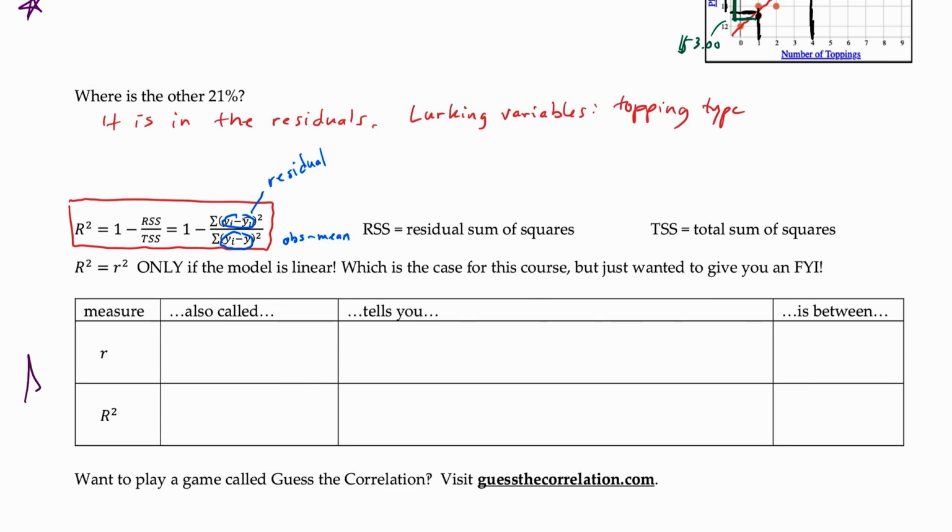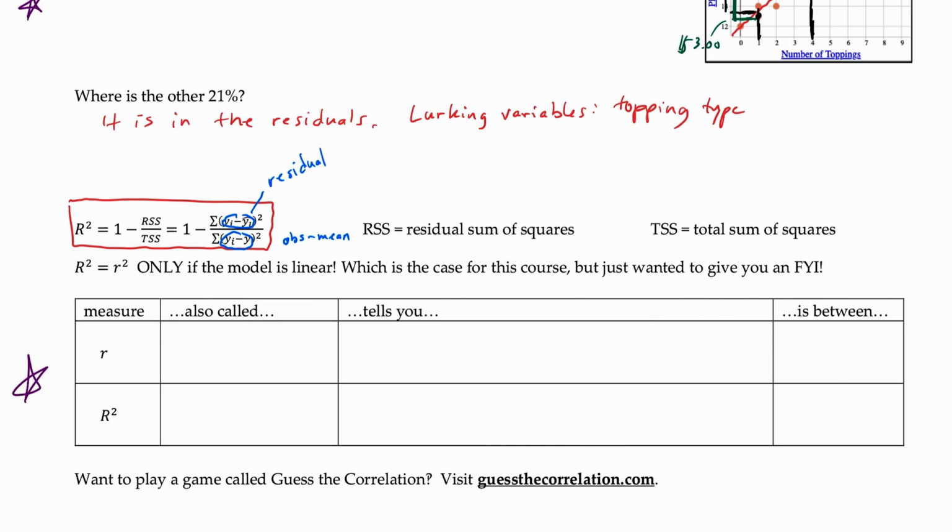All right, so to end, I'd like you to fill out this table that summarizes the difference between r and r squared. What is another name for them? What do they tell you in words? And what kind of values do you expect them to be? Think about that sort of thing here.